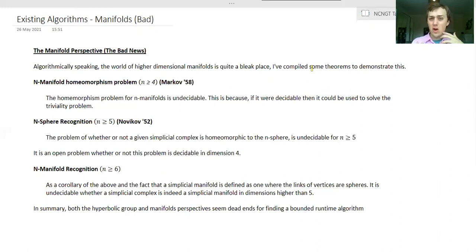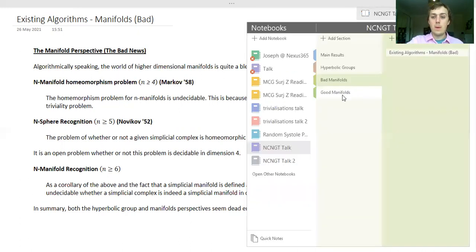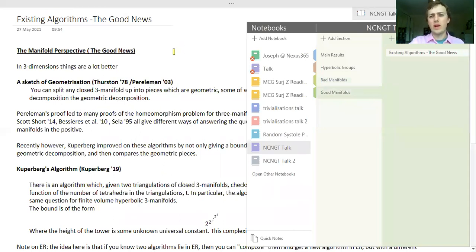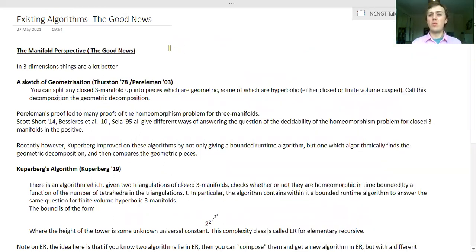Okay, and so that's kind of why the idea that the answer would be yes is quite surprising, because these two natural perspectives don't seem to be useful. Okay, but let's see where we can get a useful perspective from, and it's going to come from a three-dimensional argument that we're going to then take back up to n dimensions. Okay, so in 3 dimensions, things are a lot better. And the main reason for this is this conjecture by Thurston proved by Perelman, called geometrization.